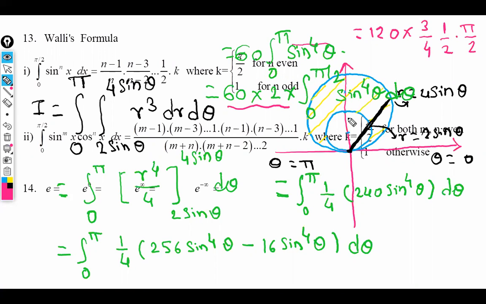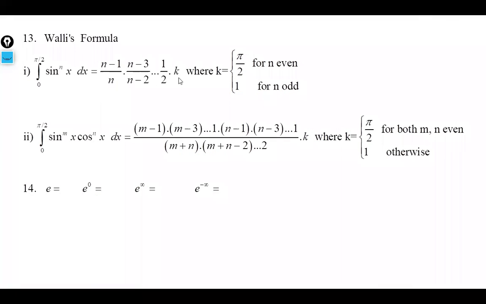Sir, at last, how did you write pi by 2? Because n is even. In the formula it is written k. When an even power of sine is there, you should write pi by 2 there. Otherwise, you should write only 1. It is the Wallis formula. I will again minimize and you can see that formula. Sine raised to 4, and 4 is even, so it is pi by 2.